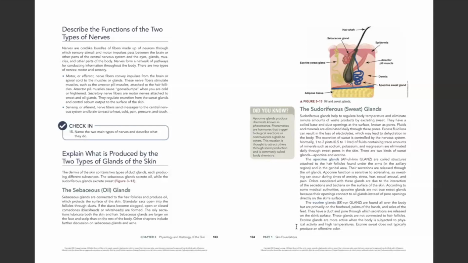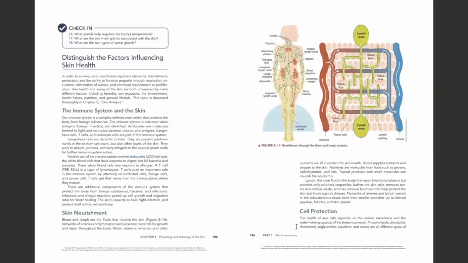So make a note to yourself to put the glands of the skin so that you understand. You have the sebaceous oil glands, you have the sudoriferous or sweat glands, you have the apocrine and the eccrine glands that you want to be familiar with. Then not very much about the immune system in the skin, a little bit about skin nourishment, what's nourishing the skin, where that's coming from.